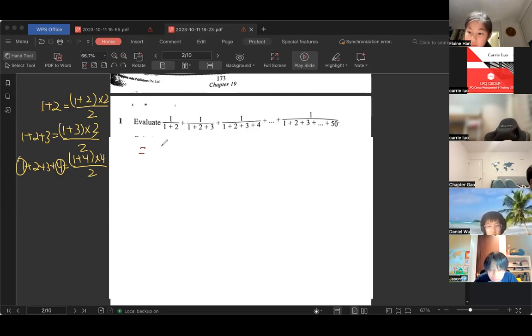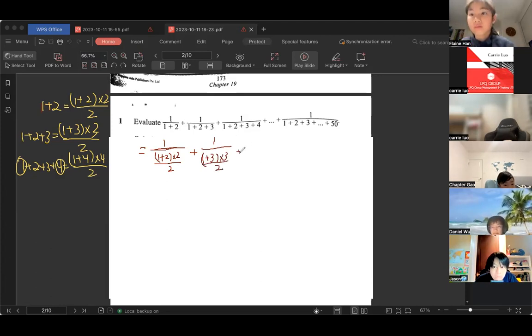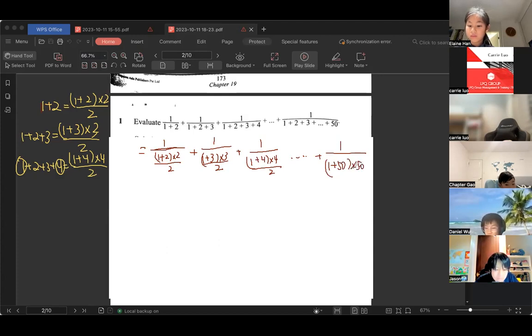So Elaine, this is obviously 1 over 1 plus 2 times 2 divided by 2, right? And the second one is 1 over 1 plus 3 times 3 over 2. Okay, a lot of students probably think, why is the teacher doing this? Yeah, I will tell you why we're doing this, okay? So times 4 divided by 2. And the last one is 1 over 1 plus 50 times 50 divided by 2.